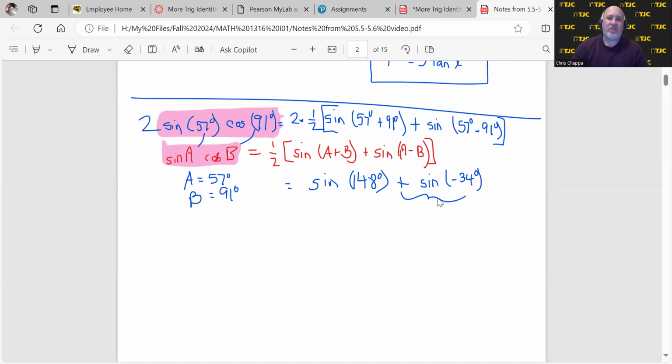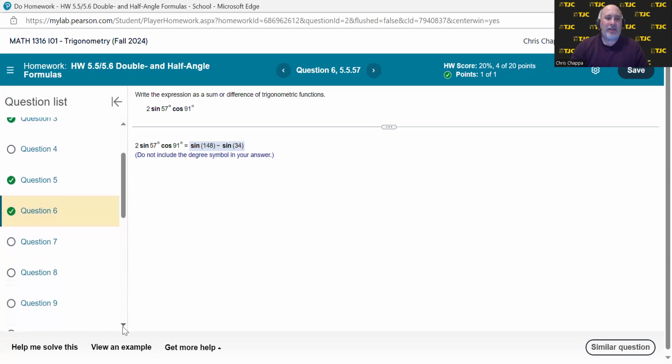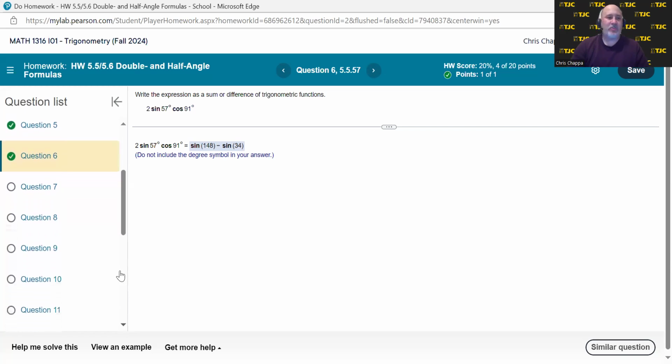We did end up with a sine of negative 34 degrees, and you may remember, especially if you just watched the video, that when we entered sine of 148 degrees plus sine of negative 34 degrees, it didn't like it. It wanted us to apply the even odd identity to sine and basically pull the negative out. In this video, I'd like to demonstrate a few more examples of problems in this homework.